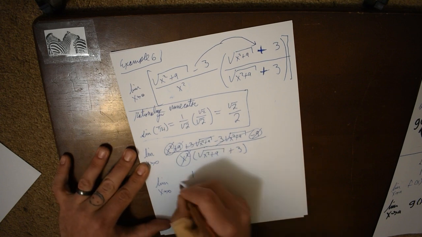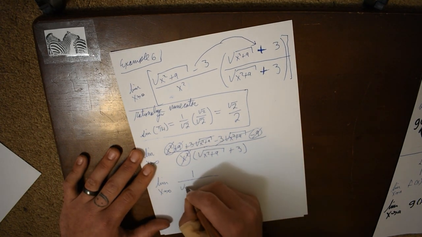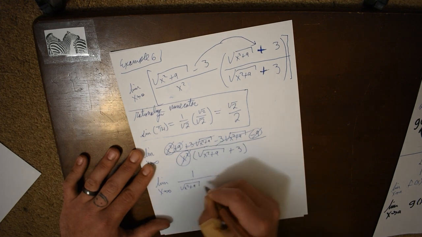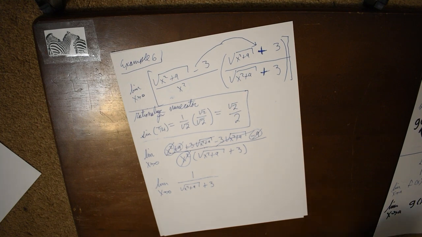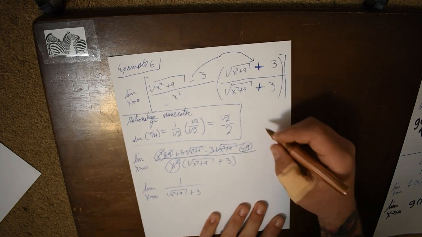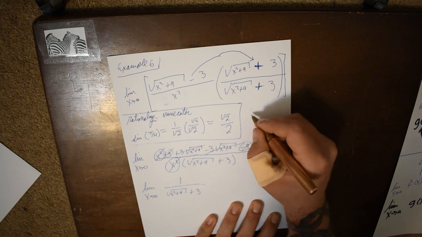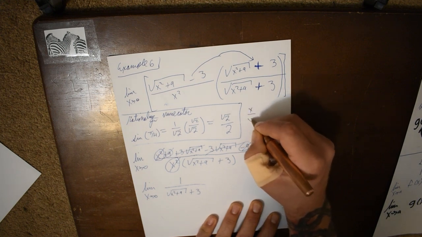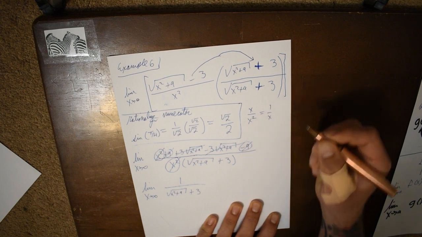It's 1 all over our denominator, the square root of x squared plus 9, plus 3. You might go, what do you mean it's 1? A lot of times students are going to want to put a 0 right here. And I encourage you, what is, say, x divided by x squared? When you cancel everything out of the numerator, you get 1 over x.